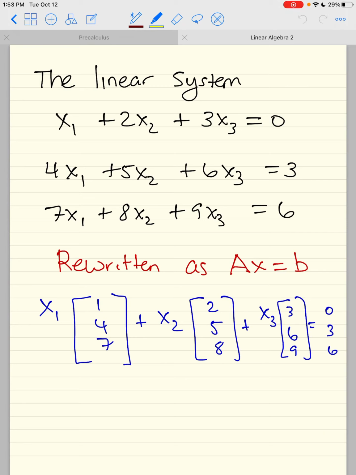So here, I have this example that has 1, 2, 3, 4, 5, 6, 7, 8, 9. And I'm rewriting it in terms of partitioned matrices. So I'm putting 1, 4, 7, 2, 5, 8, 3, 6, 9, times x1, x2, x3, and that's going to equal the vector 0, 3, 6.